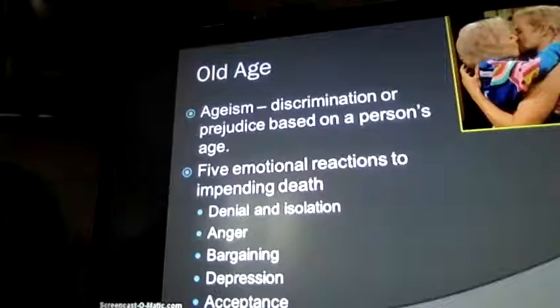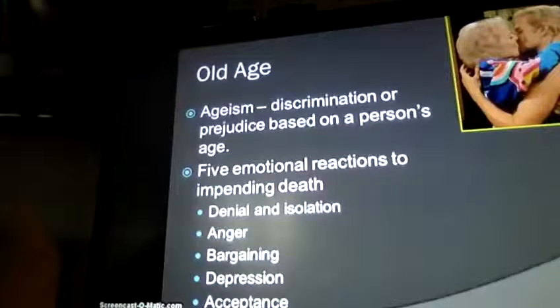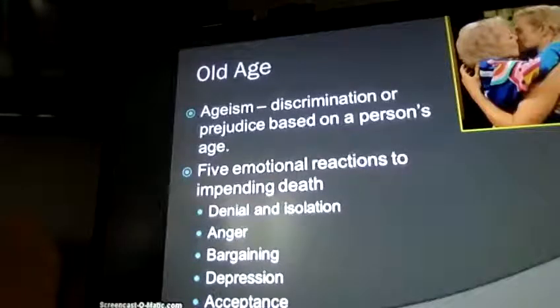In old age, there's ageism, which is discrimination or prejudice based on a person's age. And there are 5 emotional reactions to impending death. And I thought we should just introduce those because they're very prominent in the media and in our everyday life, of course. So there's denial and isolation, anger, bargaining, depression, and finally acceptance.